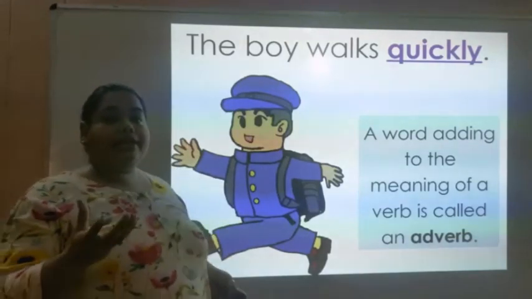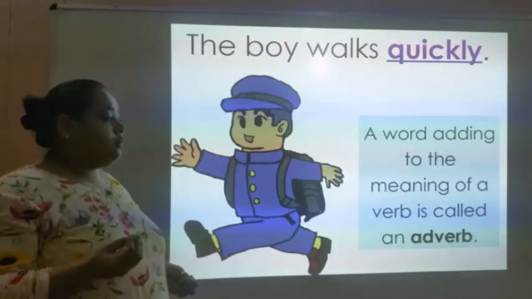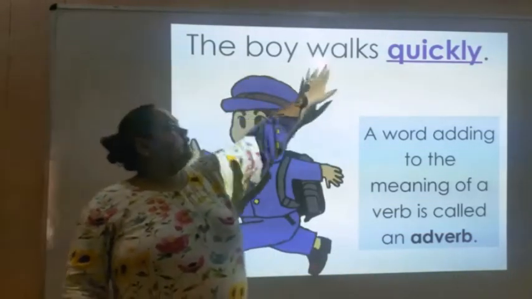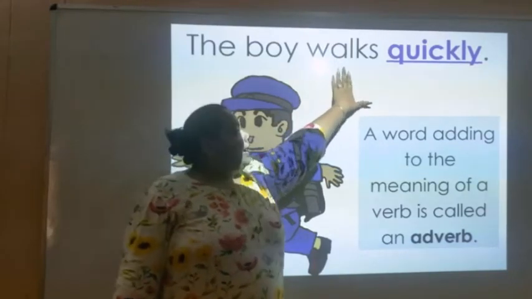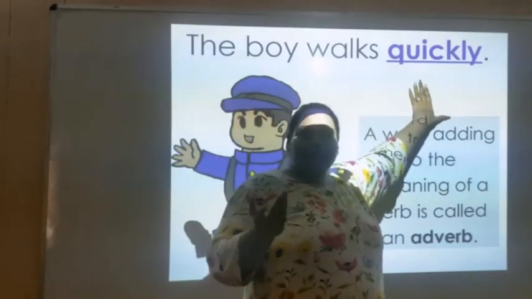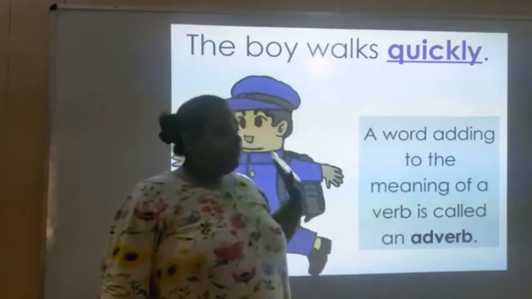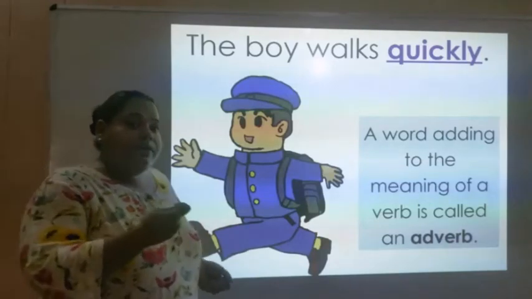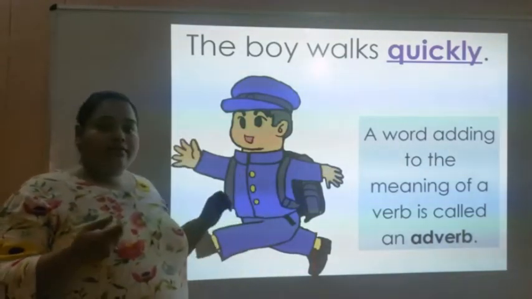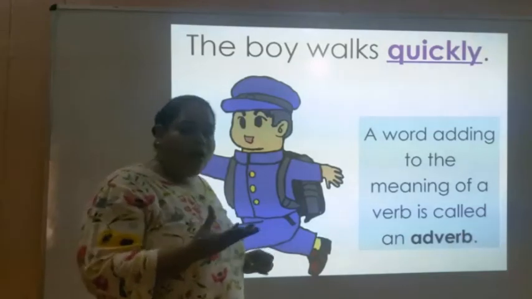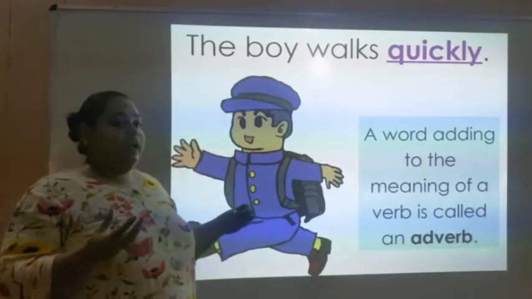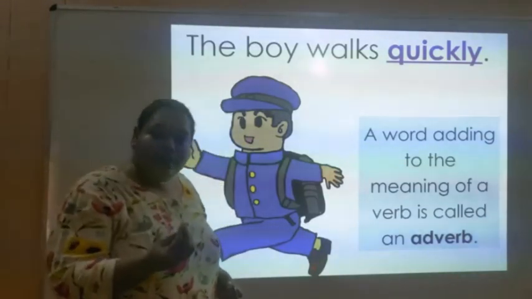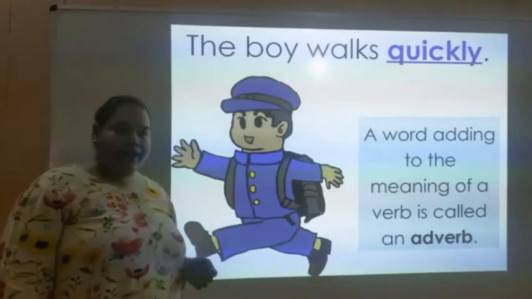That means it makes more meaningful. What does it make more meaningful? The verb. Over here, walking is the verb, and quickly is the adverb. Over here the boy is there, he is walking. Normal, he is walking. How he is walking? Quickly. The word how, the answer to the question how, is the adverb. That means it is adding more meaning to the verb, or more meaning to the action. Moving ahead.